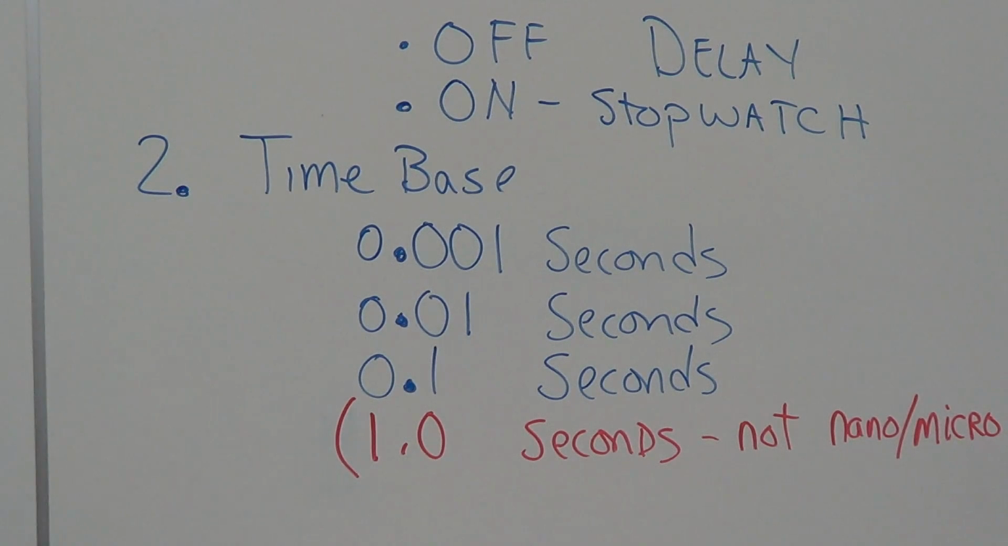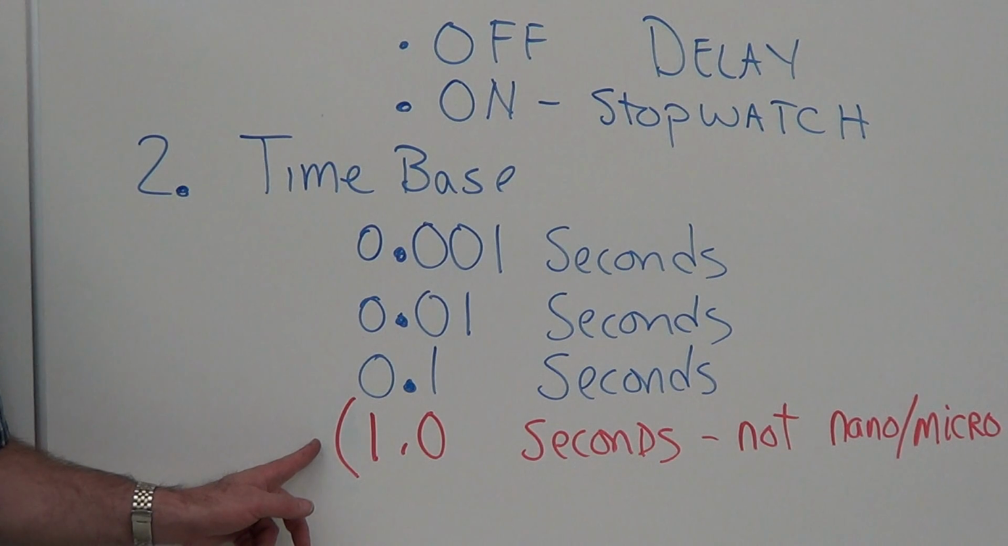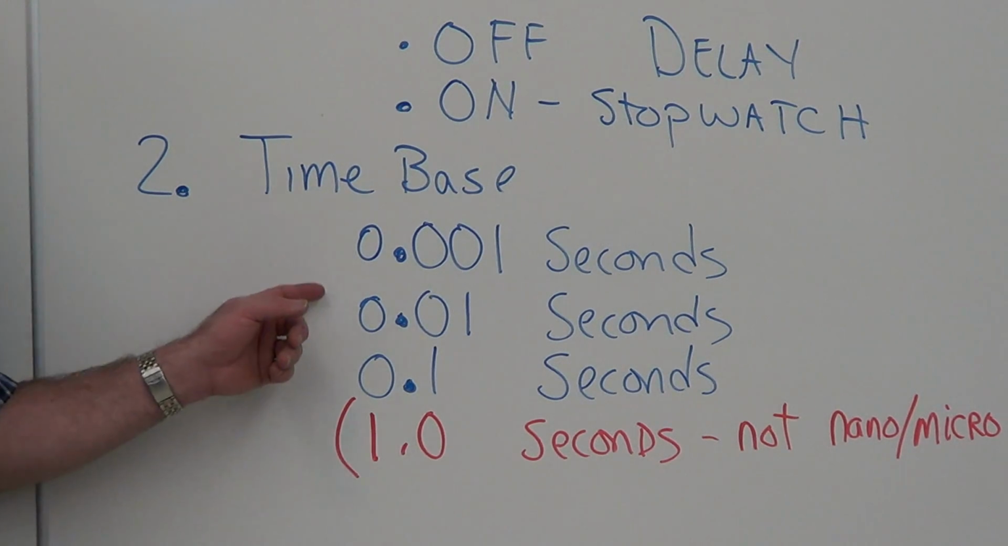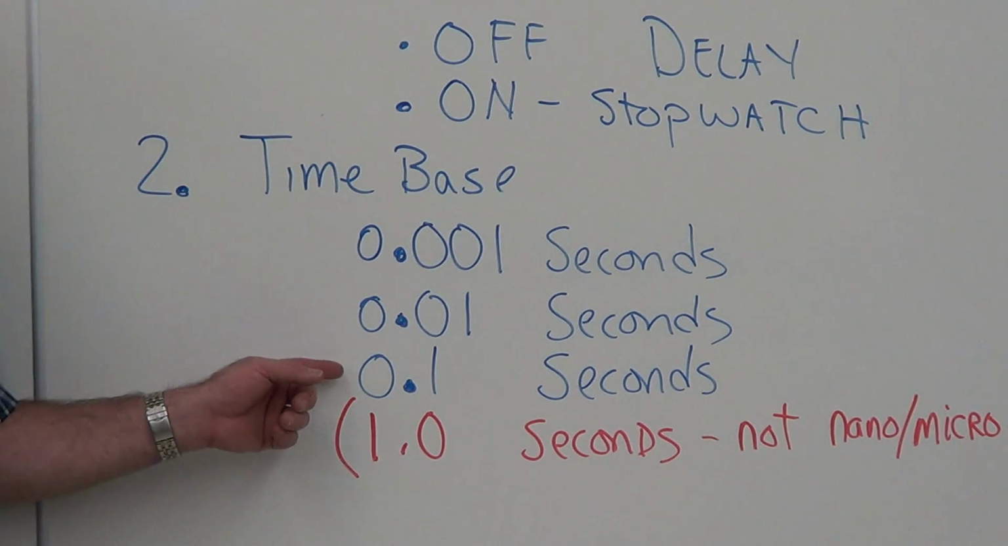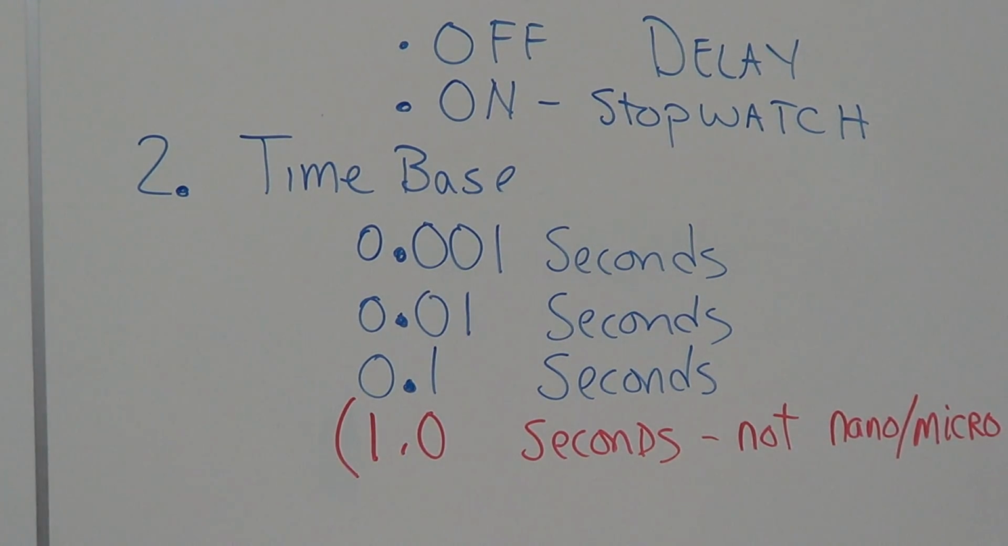Now, there is a 1 second time base in there, but your nano micro PLCs don't have access to a 1 second time base. Everything you can do, you'll do with either the 0.1, the 0.01, or the 0.001 time base. Okay?